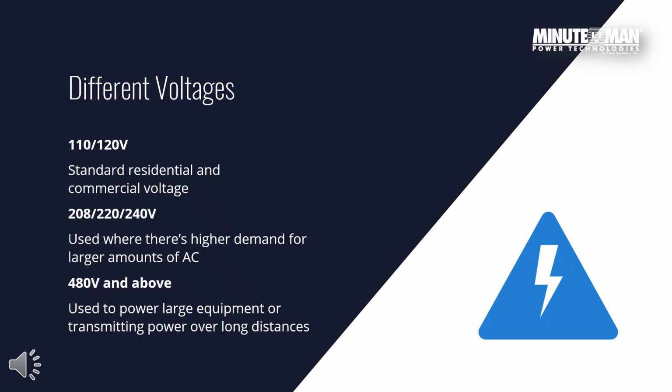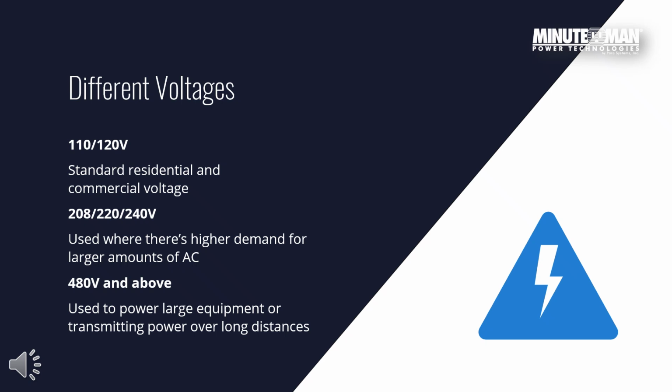We introduced voltage earlier. Now let's talk about voltage variances. Remember, voltage is like water pressure in a pipe. More pressure is more force. High voltage is a stronger push, whereas low voltage is a more gentle push. Different systems use different voltages for different reasons.